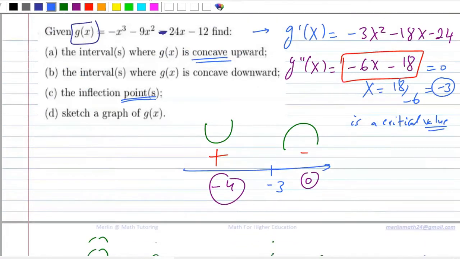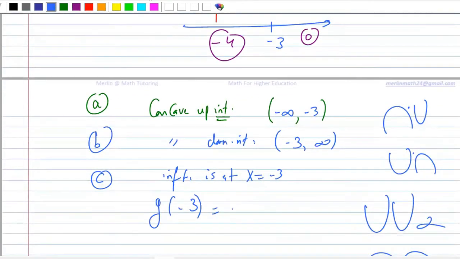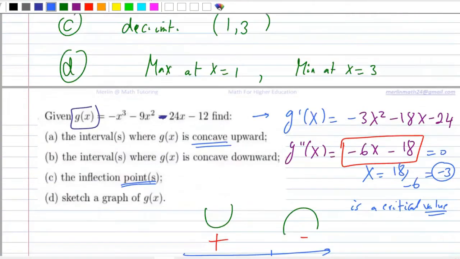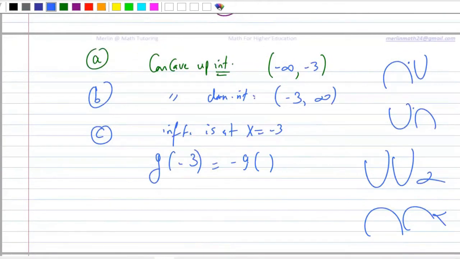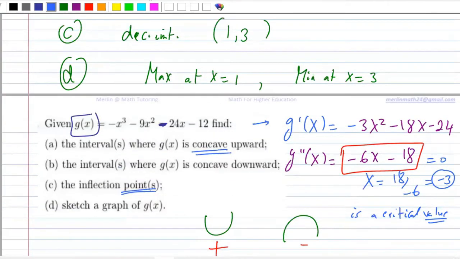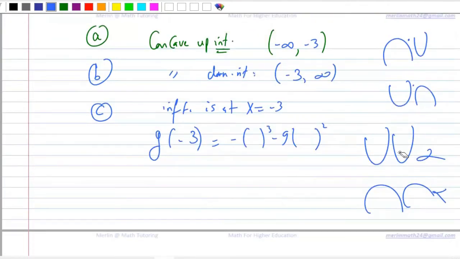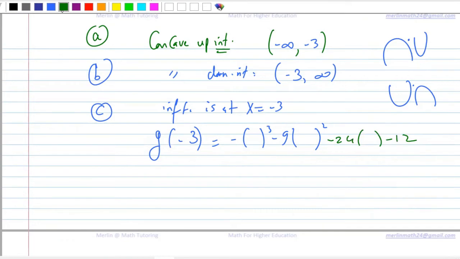So how much is it? Minus x cubed minus 9x squared. So that is minus, in brackets minus 3, cubed, minus 9 times minus 3 squared. The place of the bracket is for replacing the value minus 3, then minus 24 minus 12. Okay, use a calculator, you can figure it out.